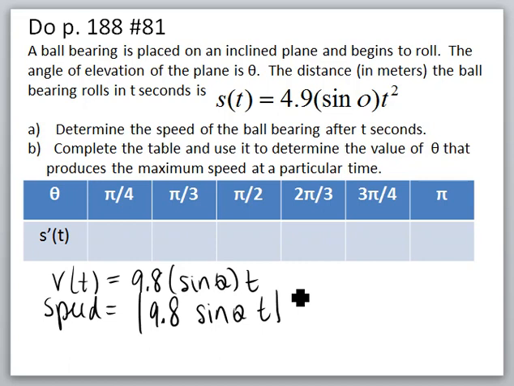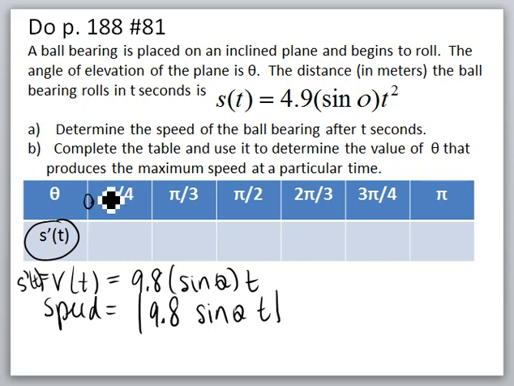And what you're going to want to do is hit the y equals button, and you're going to put in for y equals what s prime of t is. Remember, s prime of t is your velocity. So you're going to type in 9.8 sine x. Don't worry about the t. We're going to have t's in all our answers for our table.